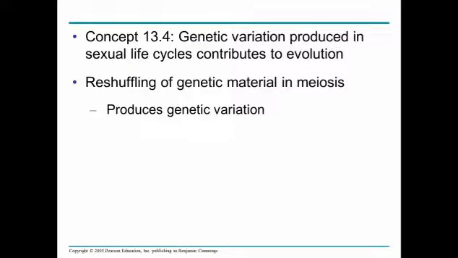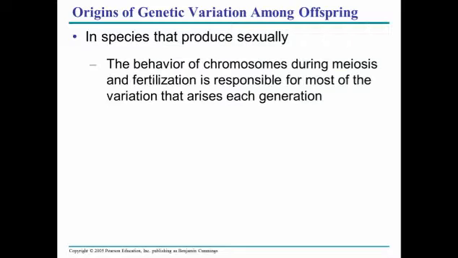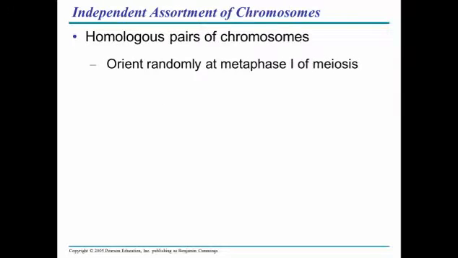So meiosis and sexual reproduction in general helps to produce genetic variation, and that's a bonus, that's a benefit, as opposed to asexual reproduction creates clones. Different is good. It helps ensure survival. The behavior of chromosomes during meiosis and fertilization is responsible for most of the variation that arises each generation. The other potential types of variation, as you know, are mutations, which can be both good or bad, or a non-issue, just silent, if you like. But genetic variation is beneficial, and meiosis is a major cause of this.